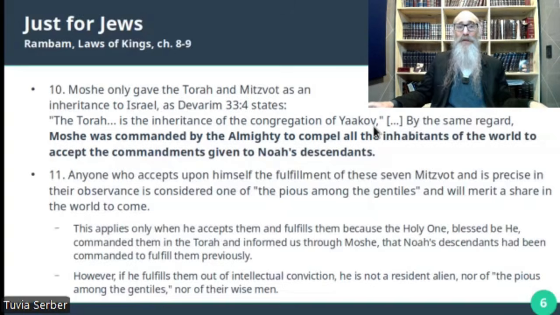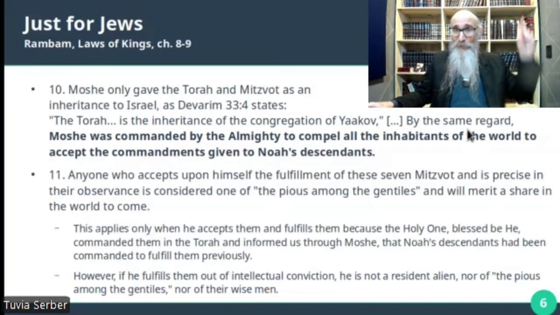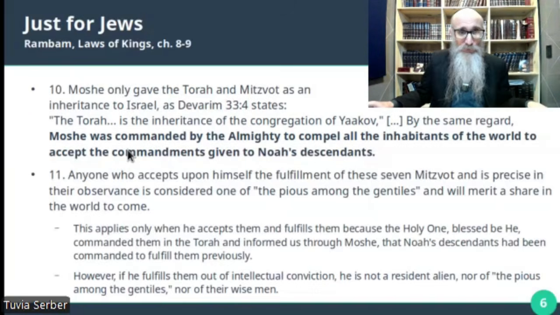And the same thing happened when, by the giving of the Torah, that's the connection that I want to make with Shavuot, as we're going to see in a minute, Moshe was commanded by the Almighty to compel all the inhabitants of the world to accept the commandments given to Noach's descendants. That means that in the moment of the giving of the Torah, God was not only thinking about the Jews, he was also thinking about the non-Jews, and he included in his message to Moshe Rabbeinu these 7 commandments and the ramifications and so on.